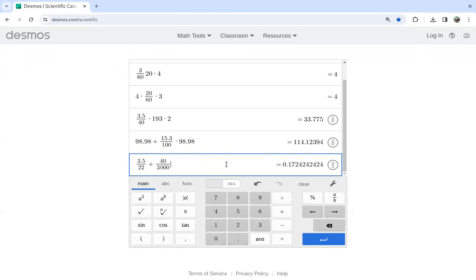And my next fraction was 920 divided by 50,000. And my last fraction was 328 divided by 15,000. I think I typed those right.